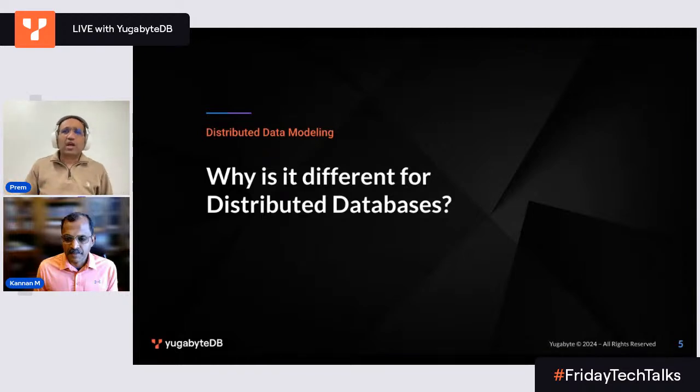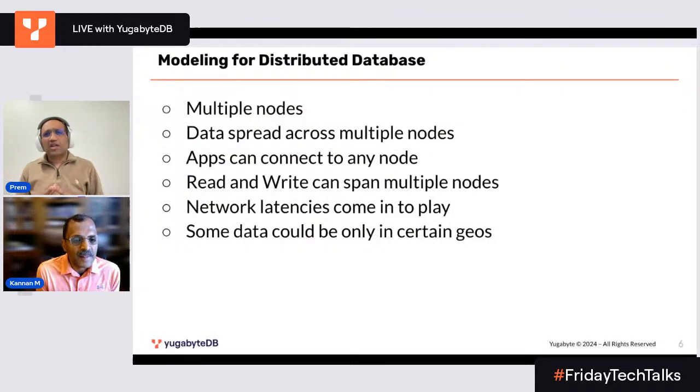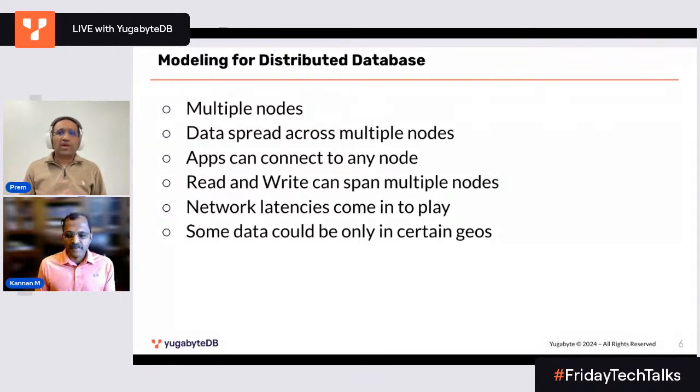Most people would have designed tables and indexes for monolithic databases like MySQL or Postgres. When creating tables and indexes in a distributed database, you need to be aware of certain things. Let's look at each of them. Firstly, in a distributed database, there are many nodes, and the table data will be spread across these multiple nodes. Even though the applications can connect to any single node or many nodes, reads and writes most likely will span multiple nodes. Because of this, network latencies have to be factored in. Also, you could have placed some data in certain geographies, and cross-geo, cross-region latencies could be high.